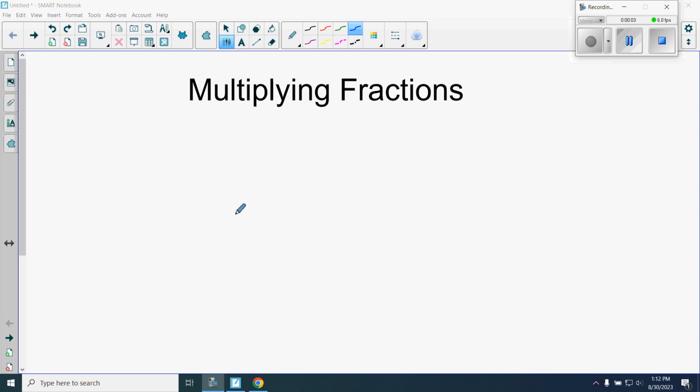All right, I want to take a look at multiplying fractions. Okay, when we multiply fractions, let's start simple. Let's take 2/3 times, I don't know, 4/5.